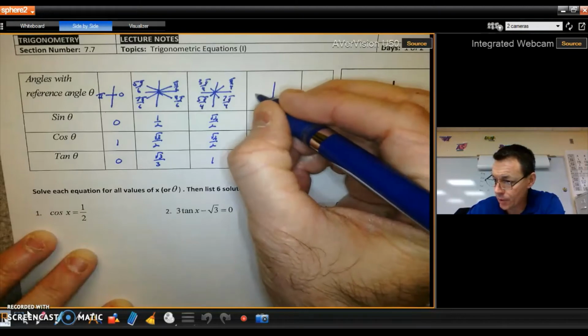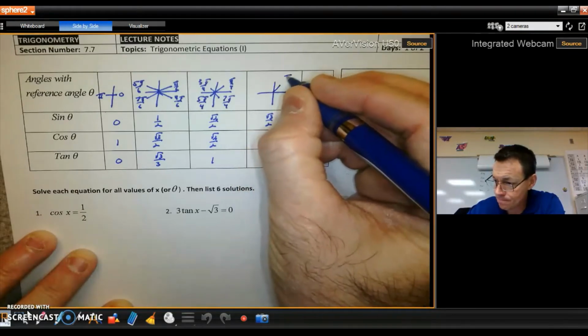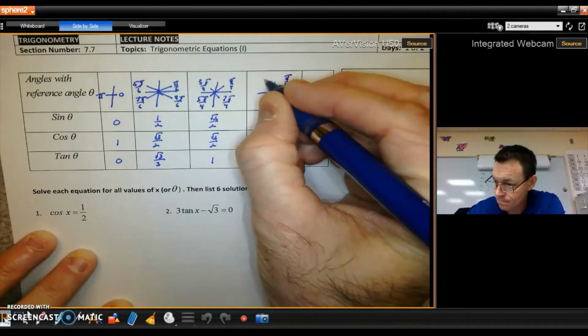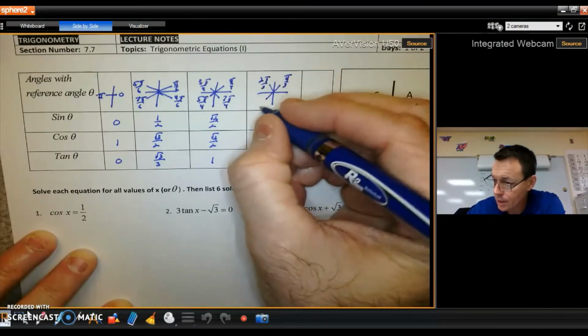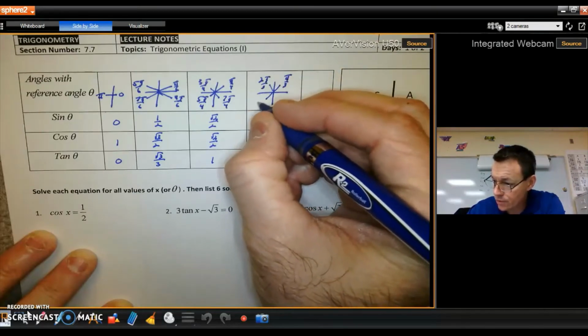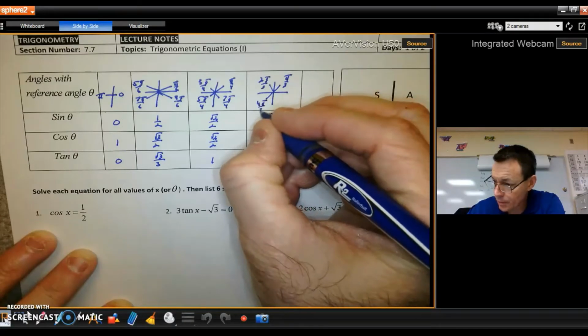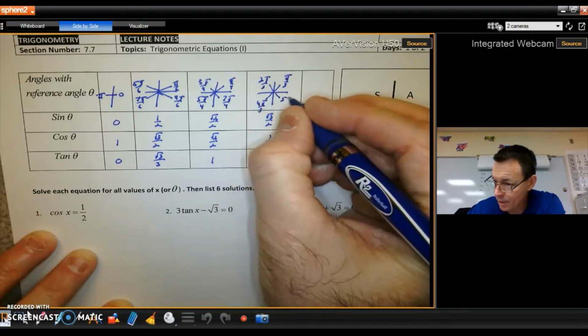This would be pi over 3, 2 pi over 3, 4 pi over 3, and 5 pi over 3.